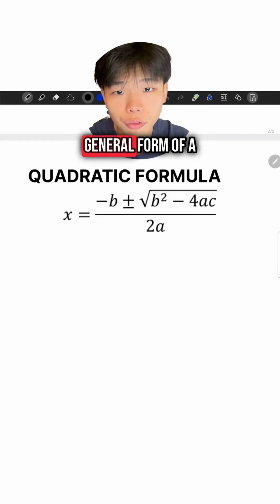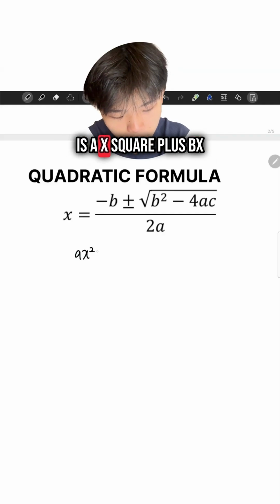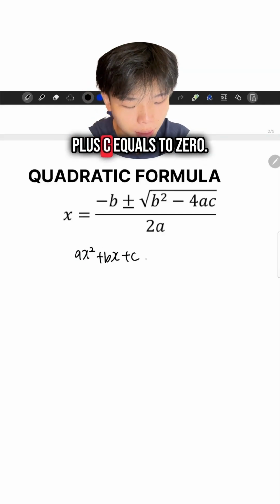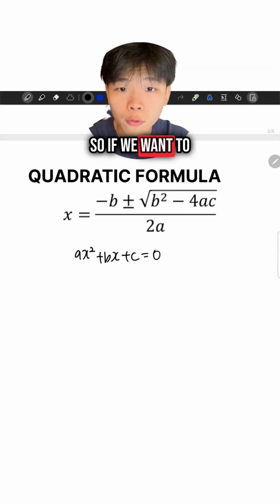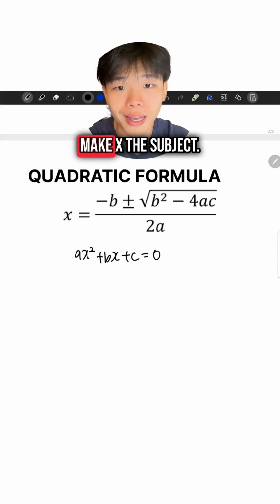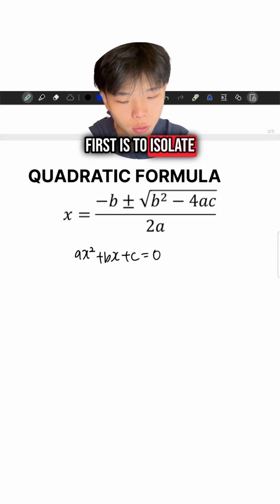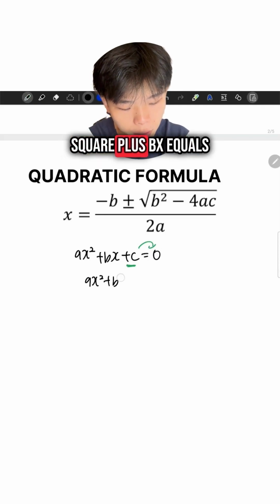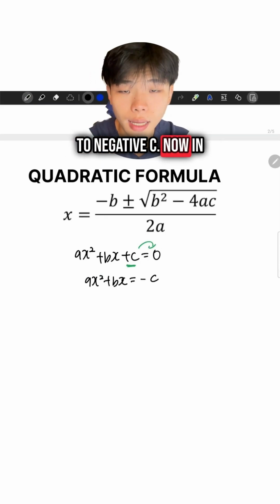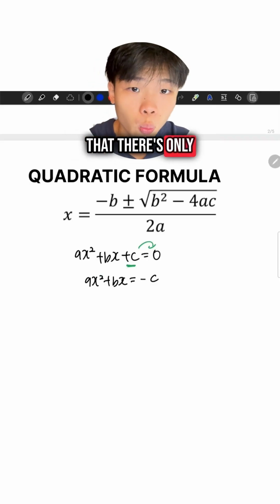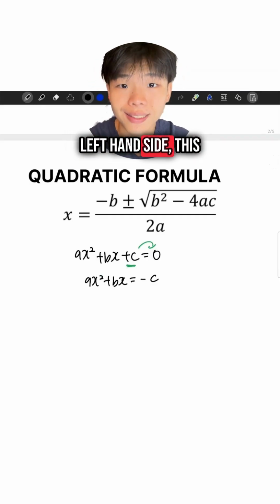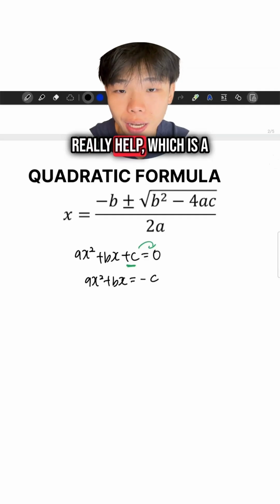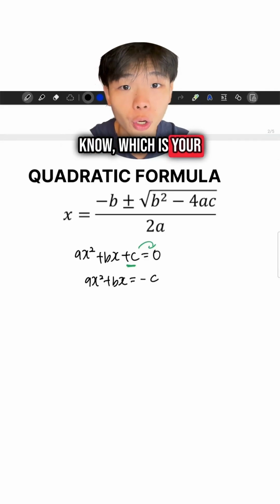So we know the general form of a quadratic equation is ax squared plus bx plus c equals to 0. So if we want to solve for the value of x, we need to make x the subject. So what I'll do first is to isolate any constant to the other side. So now I have ax squared plus bx equals to negative c. Now, in order to make it such that there's only one x variable on the left hand side, this is where a trick will really help, which is a trick that you already know, which is to complete the square.